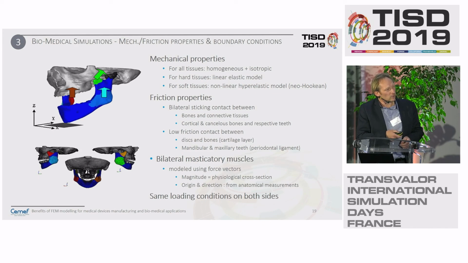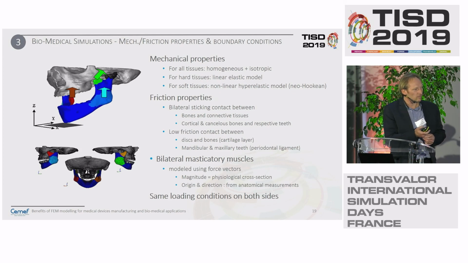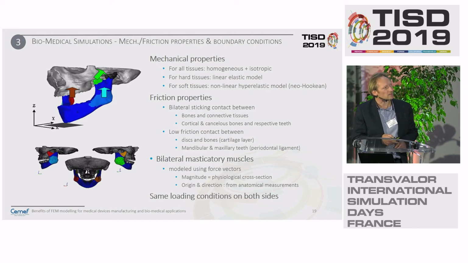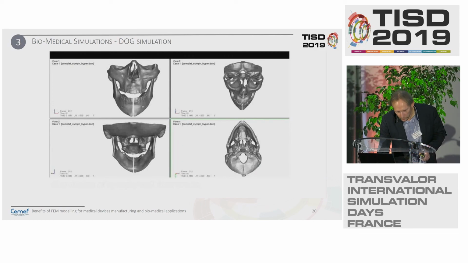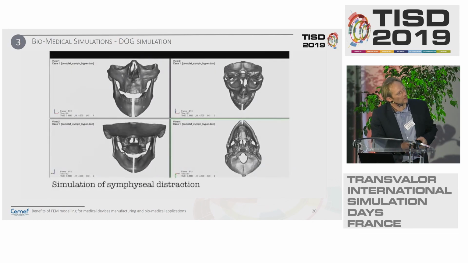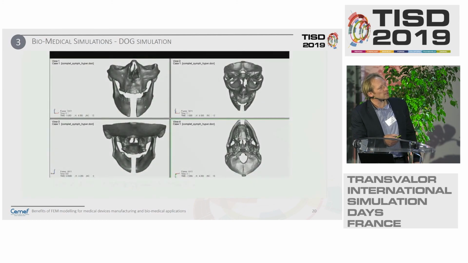We model the muscles using force vectors, and we define the magnitude thanks to the physiological cross-section of the muscles. And we put the origin and the direction. It was taken from anatomical measurements. And we apply the same loading conditions on both sides. So you have here a simulation of the jaw movement.